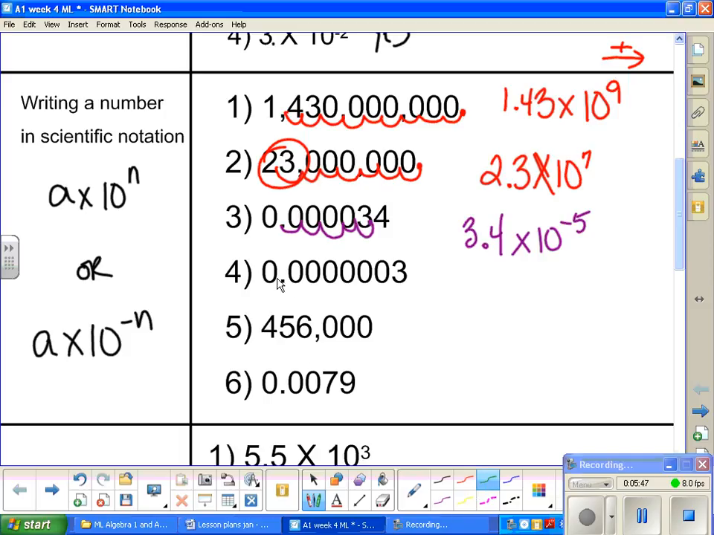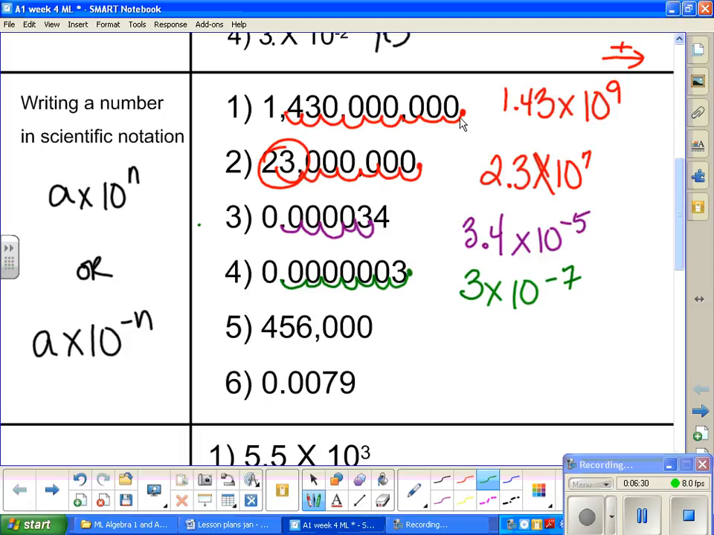Same thing for number 4. I have a decimal here. My number is a decimal. It's less than 1, so these are less than 1. So I'm going to go ahead and move it 1, 2, 3, 4, 5, 6, 7. I've moved it to behind the 3 because, again, you don't want the 0 to be your number in front of your decimal. So I'm just left with 3 times 10, and I don't remember, it's 1, 2, 3, 4, 5, 6, 7 to the negative 7.